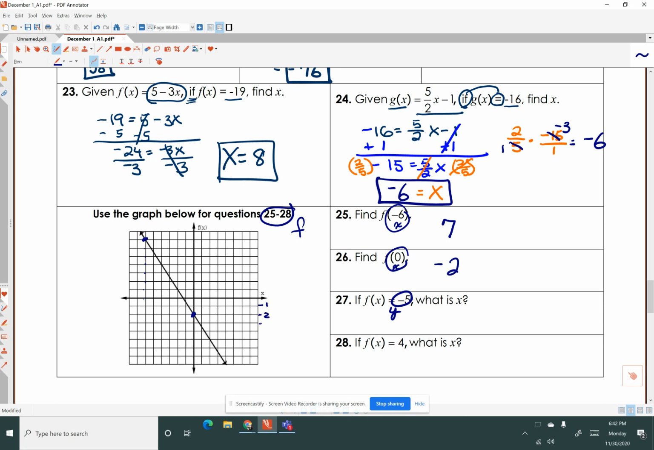-1, -2, -3, -4, -5, right here. So what is x? It looks like x is 2, positive 2. So because that would be the point 2, -5. Now, if f of x equals 4, again, this is the y value. So 1, 2, 3, 4 puts us right there. What is x? And at that point, x equals -4.